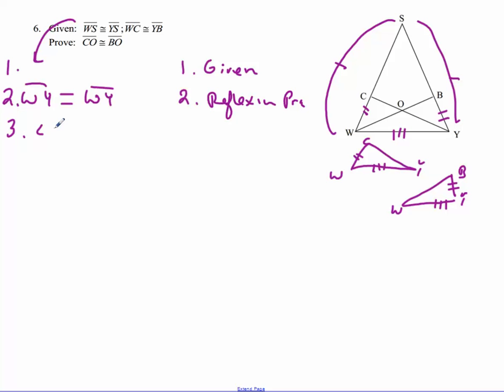So angle SWY is going to be congruent to angle SYW. And basically, definition of isosceles triangle. Okay, if isosceles, boom, boom, then angles congruent. Okay. And that's just one way to abbreviate it. All right, so definition of isosceles triangle. So guess what? This is congruent to that. Side angle side coming up.